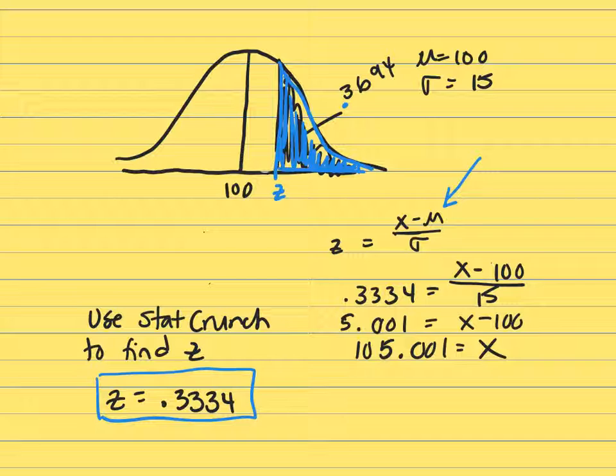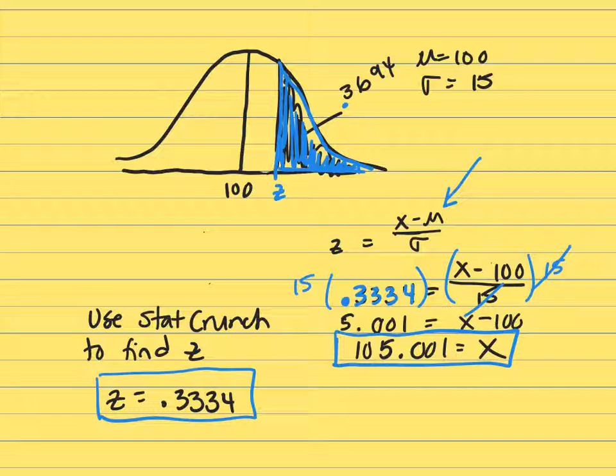And now I plug that z value in, 0.3334 equals x minus 100 over 15. I plugged in the mean, the standard deviation. First thing I did was I multiplied both sides by 15. 15 times 0.3334 is 5.001. Of course, the 15s are gone, and I added 100 to both sides. So I got an IQ score of 105.